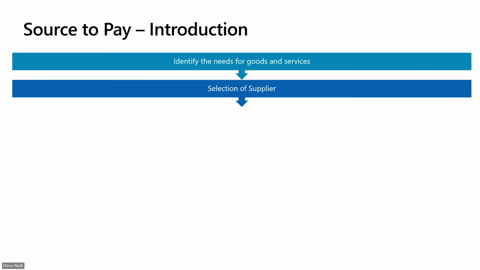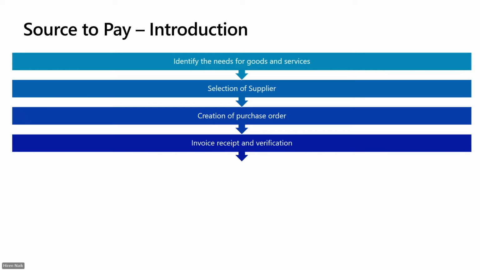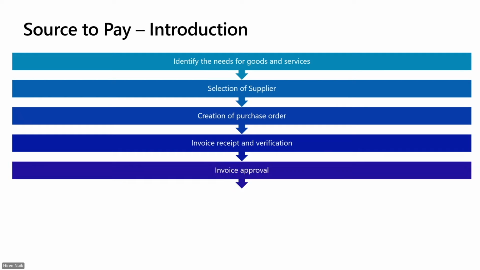Supplier selection. The procurement team evaluates potential suppliers and selects the one that meets the requirements. Purchase order creation. A purchase order is created and sent to the supplier. It specifies the goods or services required, the price, delivery date, and other terms and conditions. Invoice receipt and verification. The supplier sends an invoice for goods or services, and the invoice is checked for accuracy and completeness. Invoice approval.